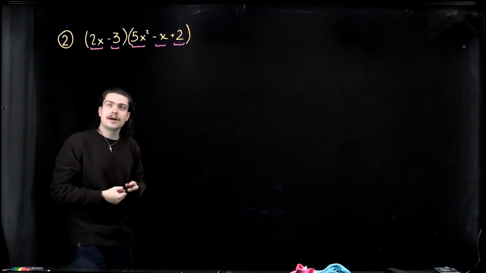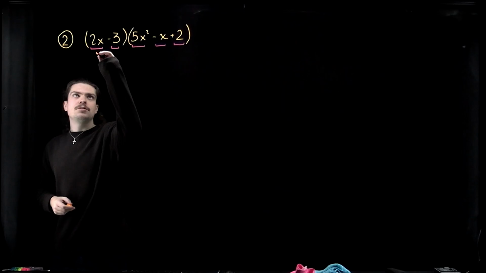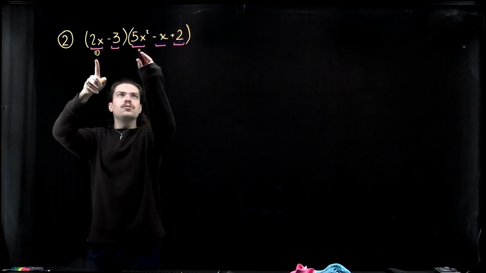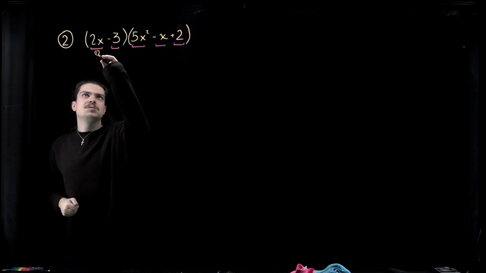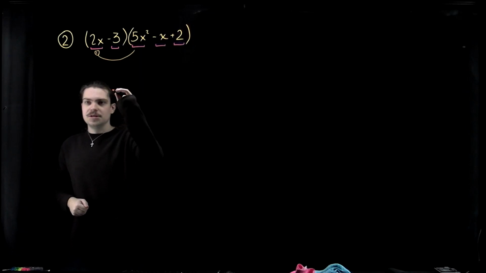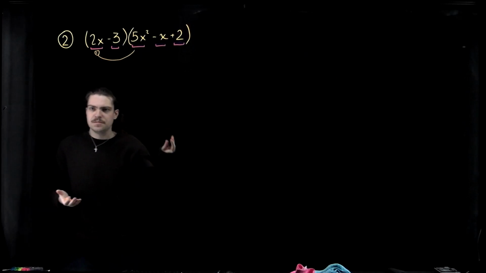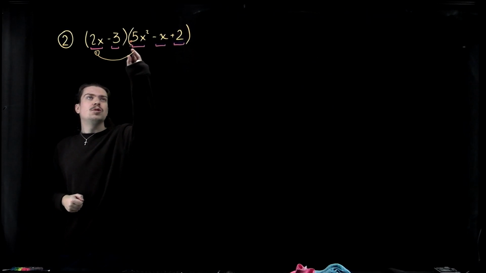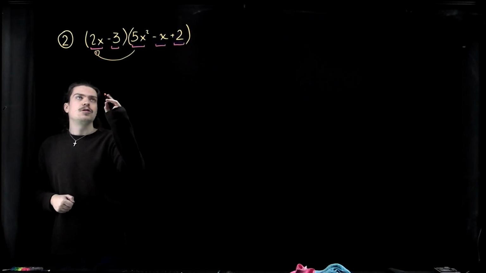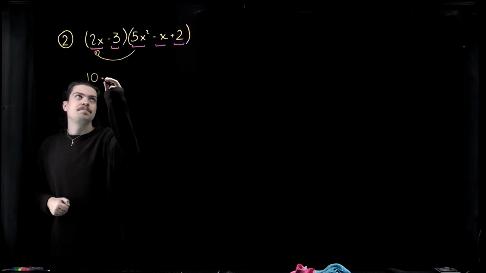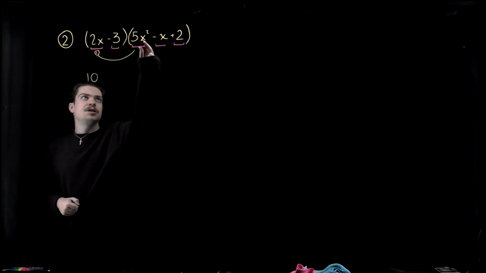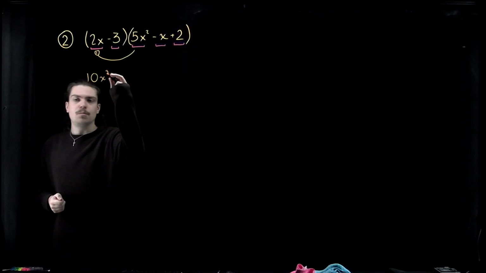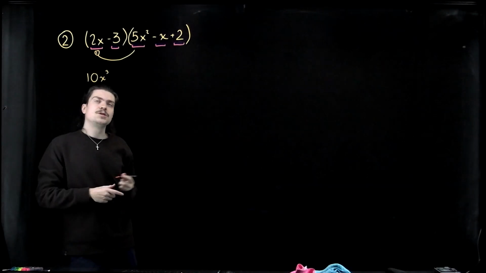So let's go ahead and do that. For my first round, I'll select my 2x and go through and multiply it by each and every one of these. We can illustrate that with a little arrow. It helps me visualize it because it's very easy to lose track. So what is 2x multiplied by 5x? Well, I know 2 times 5 is 10, and this is 1x and here we have 2 x's, for a total of 3 x's multiplied together. So we get 10x cubed.